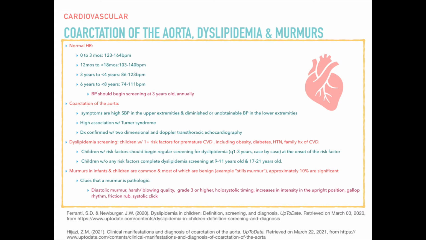So diastolic murmurs are almost always concerning, harsh blowing quality, a grade 3 or higher. Hollow systolic timing, increases in intensity when they sit upright, a gallop rhythm, a friction rub, systolic click, all of these are concerning for pathologic murmurs. And I actually did another video that goes more in depth about murmurs if you want to listen to it, but this gives you what you need to know for the pediatric population.